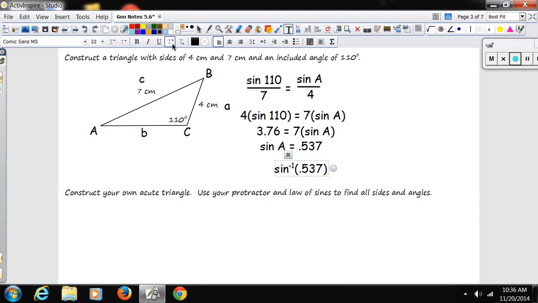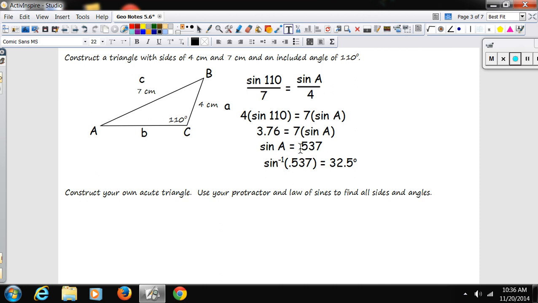So now I would plug that into my calculator. I'll go your inverse and your sine, and then put in 0.537. We're going to see what angle would make the sine be a 0.537. And that angle would be a 32.47, which would round to 32.5 degrees. So 32.5 degrees would be angle A.